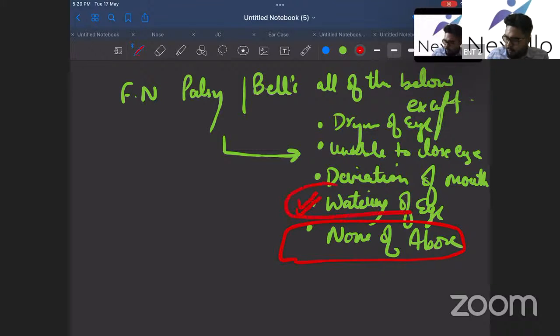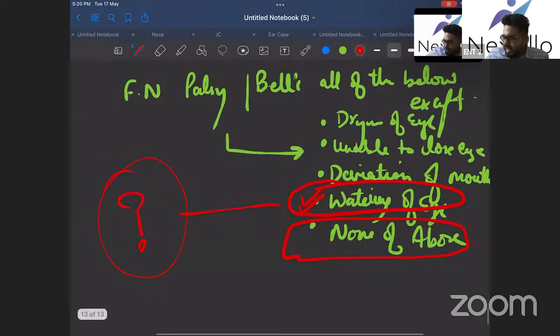watering of eye is a doubt in everyone's mind. So my question is, what is the correct answer over here? Can a patient of facial nerve palsy or Bell's palsy present with watering of eye? Should the answer be none of the above, or should the answer be watering of eye, like except watering of eye? So watering of eye can never happen in facial nerve palsy, or it can also happen and a patient can present with watering of eye. Which is the correct answer?